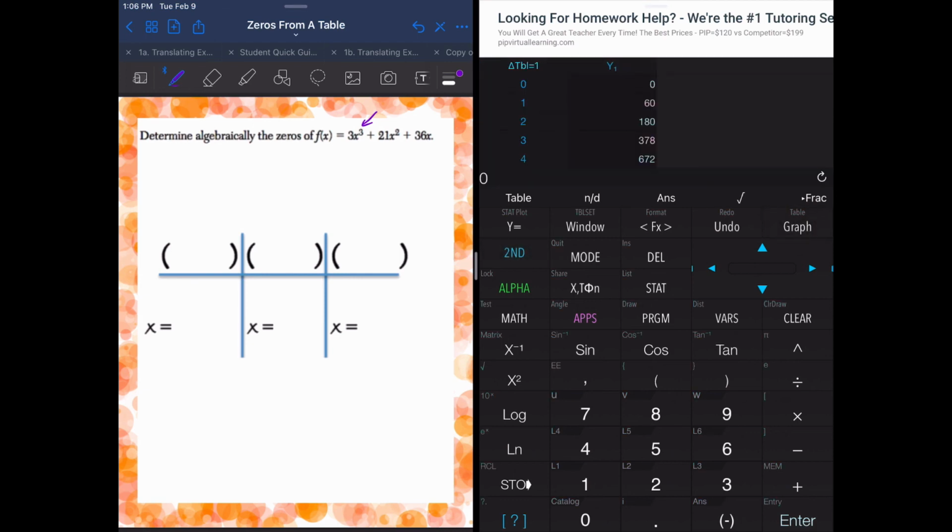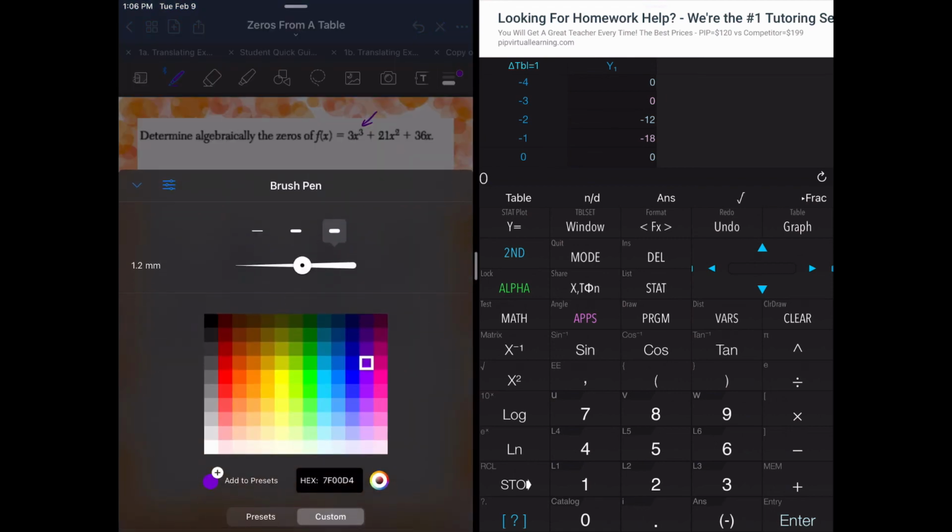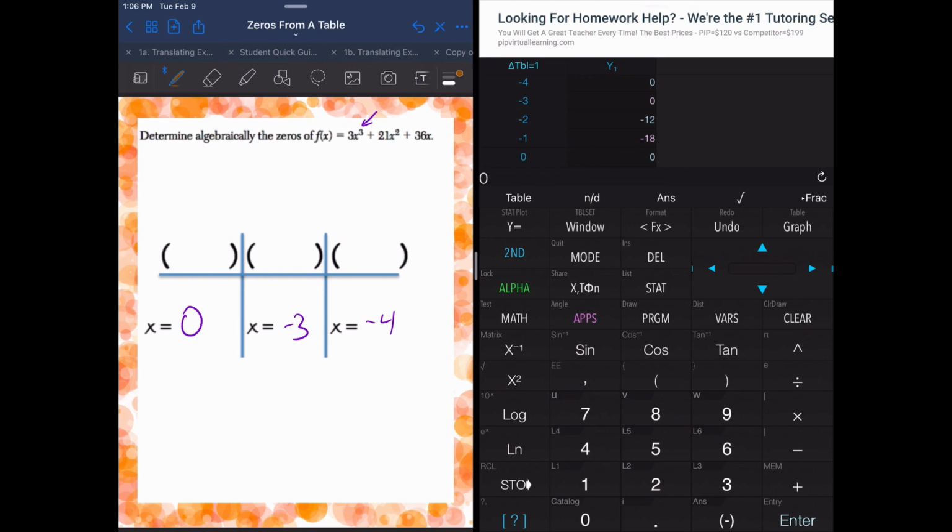So I can see one already, and here's the other ones. One of them is 0, one of them is -3, one of them is -4. What would my 3 factors be? Well, knowing that I have to switch the signs, I get x plus 3, x plus 4, and 0 doesn't have a sign. So I just put x. You can put an =0 to make it look even better.